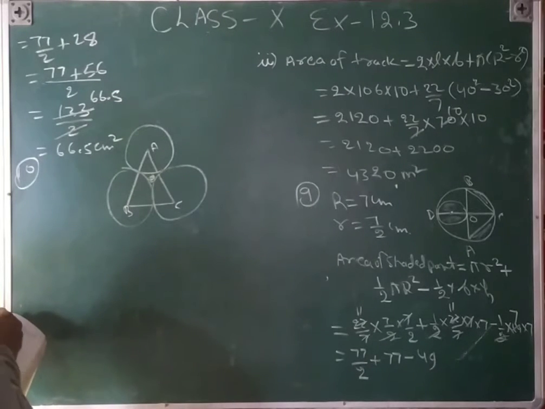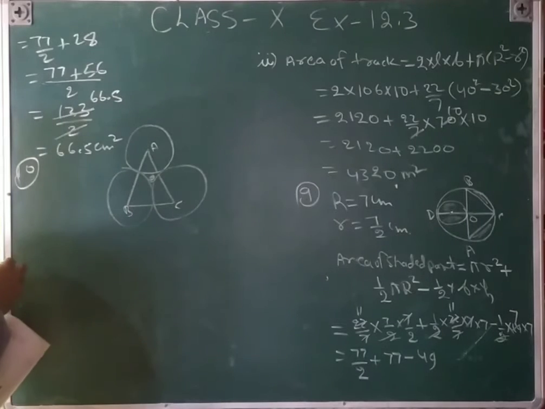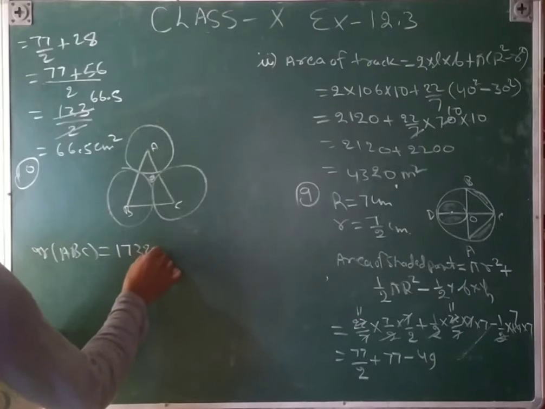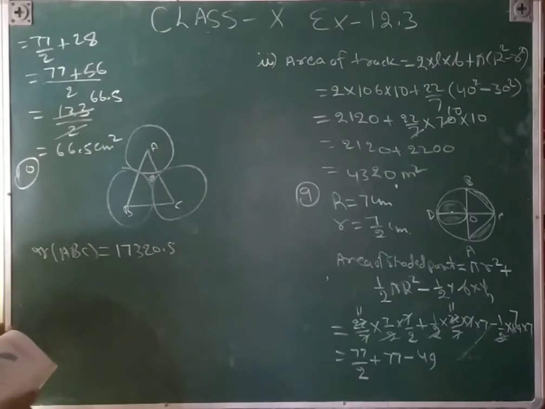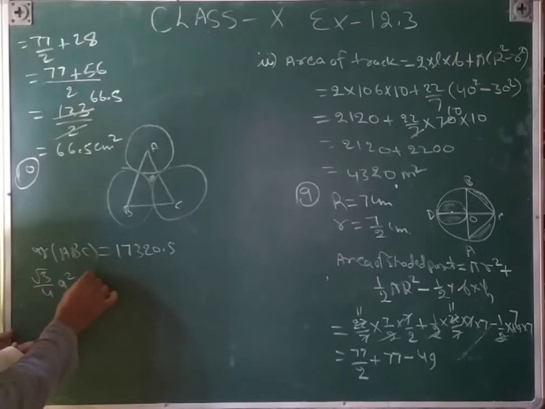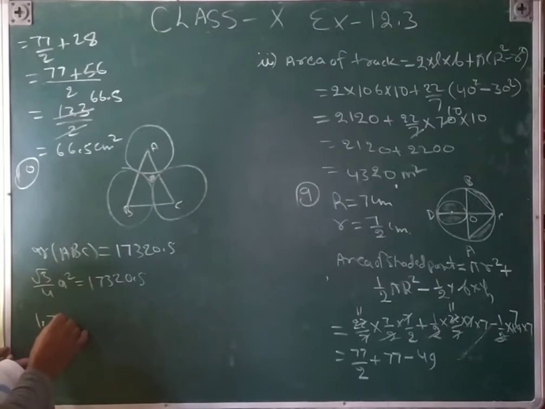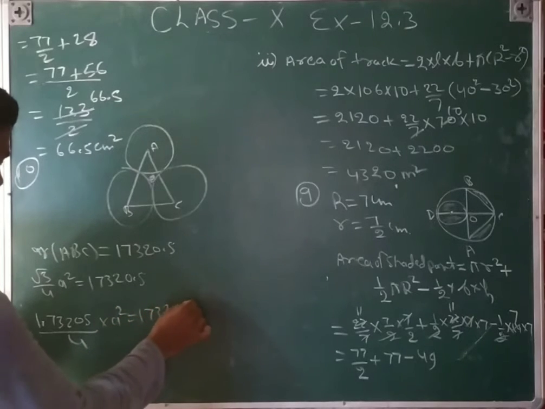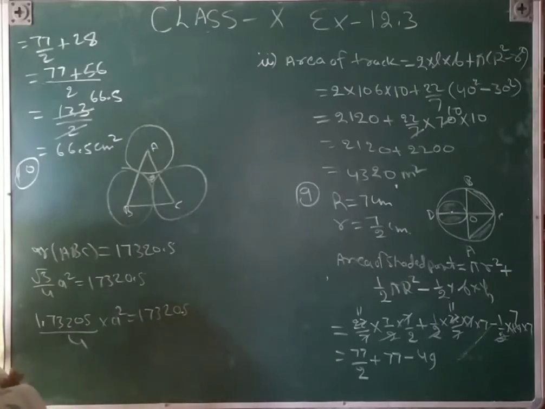The area is given. So area of ABC is equal to 1732.05. For an equilateral triangle we know the area is root 3 upon 4 a square, which is equal to 1732.05. The value of root 3 is also given there, 1.732 upon 4 into a square is equal to 1732.05.